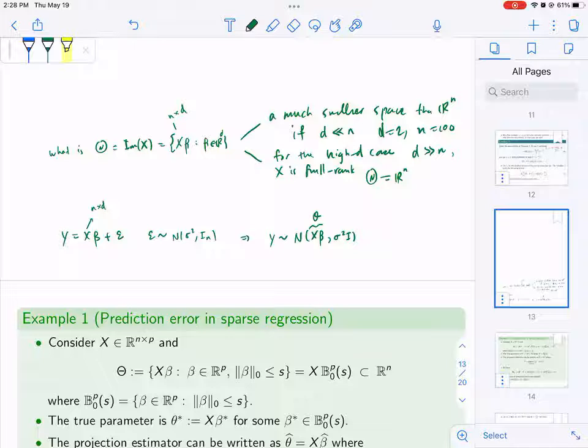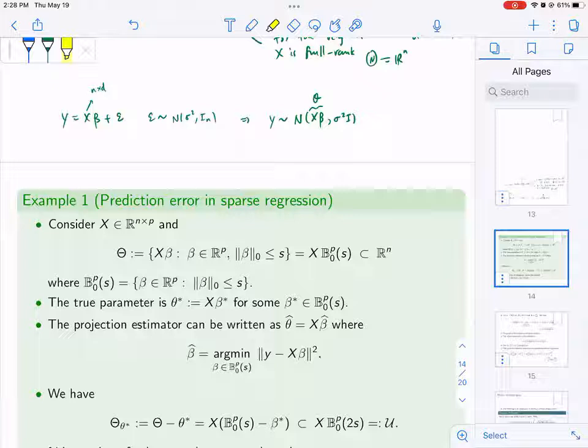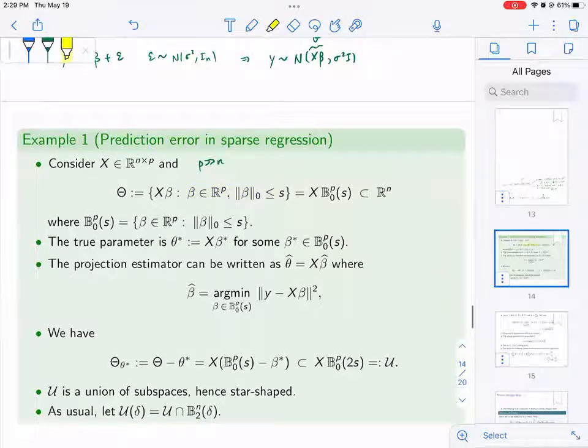So we're going to impose constraints. For example, in the high dimensional case, now this is P. Let's say P is much bigger than n. We're going to assume that theta is x beta, but beta varies over all s-sparse vectors. Another way of saying it is that theta is the image of this L0 ball of radius s under x.